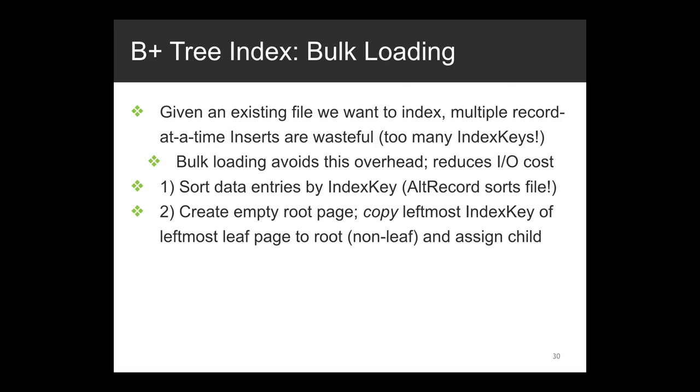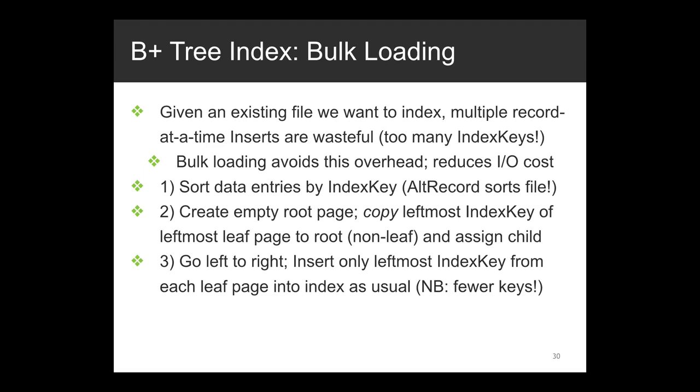The process goes as follows. You create an empty root page. You copy the leftmost index key of the leftmost leaf page to the root, and then you assign the child. Your data pages are all sorted by the index key. Then you go left to right in sorted order of the sorted file, and you insert only the leftmost index key from each leaf page into the index. Notice that this means you're bypassing or skipping a lot of records on the page whose index key values could be less than the leftmost key of the next page, but greater than the leftmost key of the previous page.